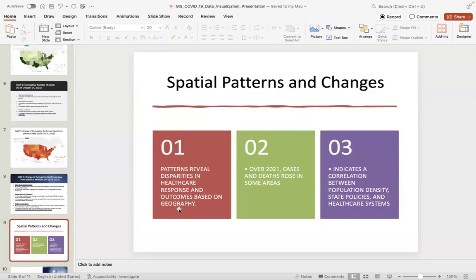Let's go to the next slide, which is spatial patterns and changes. Number 1, patterns reveal disparities in healthcare response and outcome based on geography. Number 2, over 2021, cases and deaths rose in some areas. And number 3 indicates a correlation between population density, state policies, and healthcare systems.